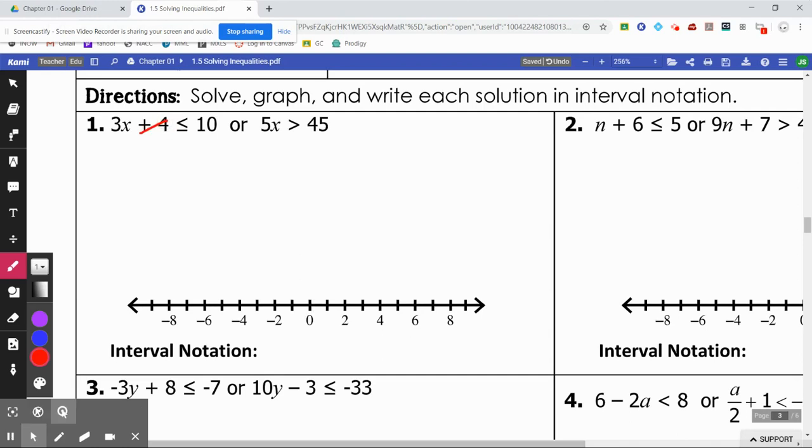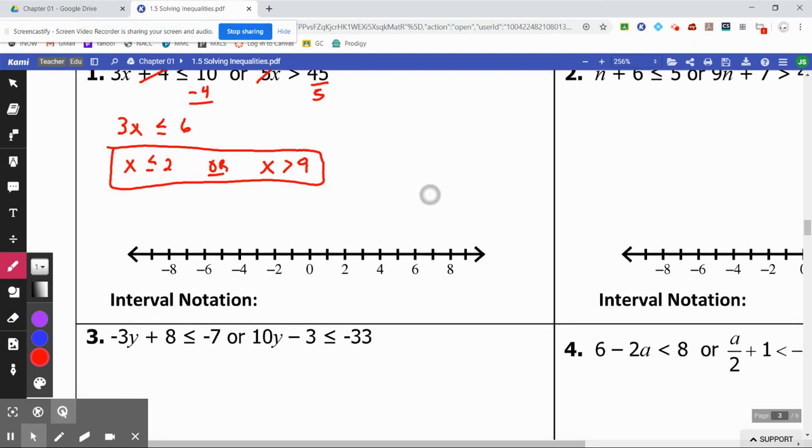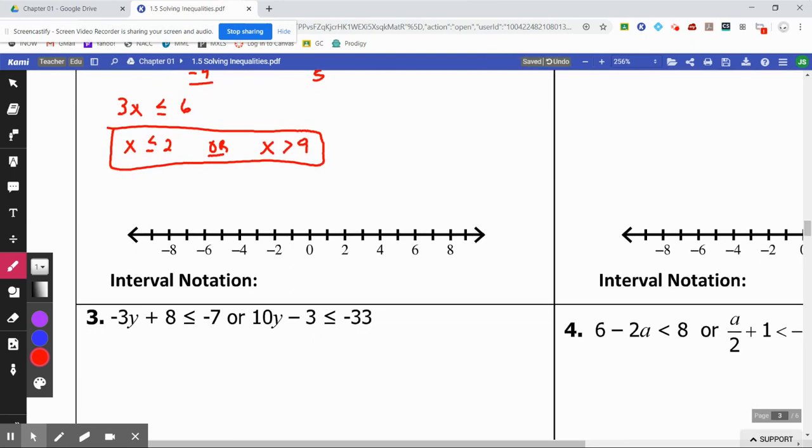Number 1, we're going to get rid of +4 by subtracting 4. You have 3x is less than or equal to 6. Divide by 3, you have x is less than or equal to 2. Or you have a second part. We're going to get rid of 5 by dividing by 5. You have x is greater than 9. So here's your solution. Now let's look at the graph: x could be any value less than or equal to 2, that'd be any of these values.